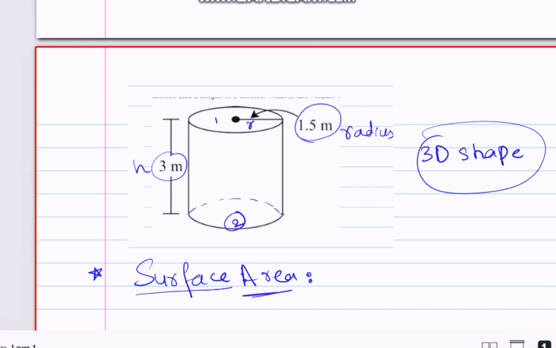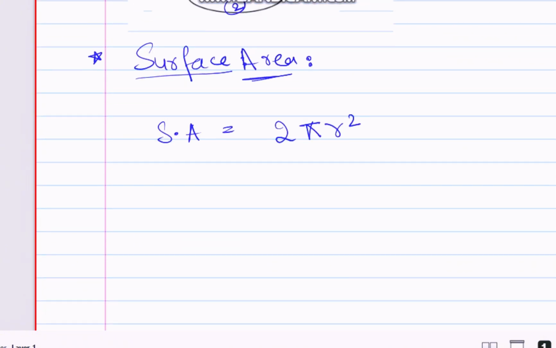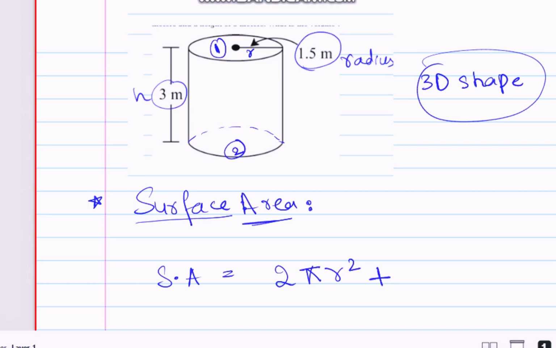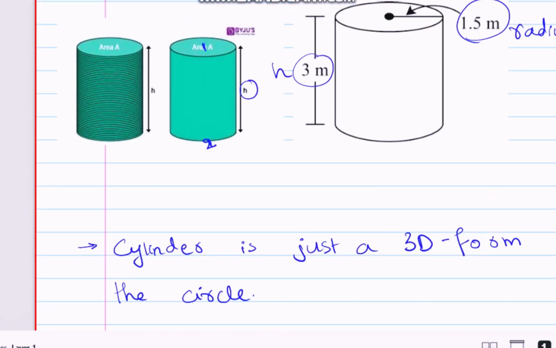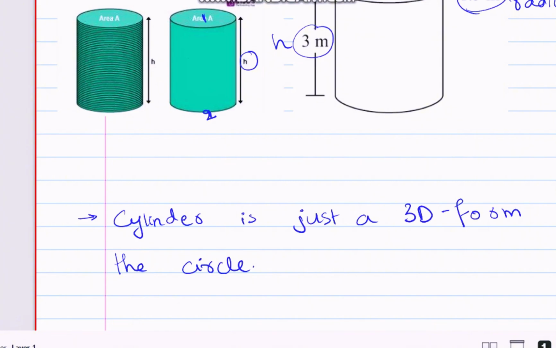Now, this is not the complete surface area. We have to add some other things. What is the other thing? Basically, dear students, the other thing is this area. This is also an area, and since this is a 3D object, there is area on the other side also, which we cannot see here. Do you understand the point, or should I give you another clear picture?